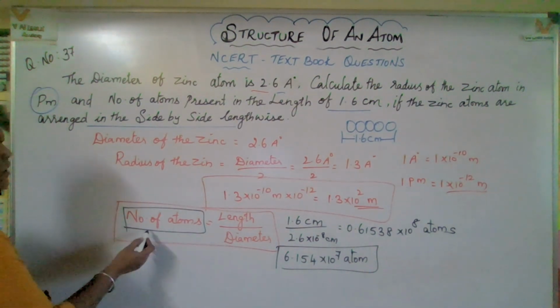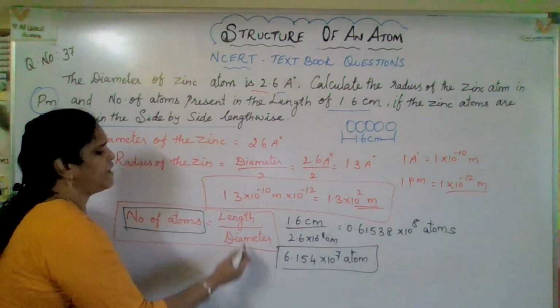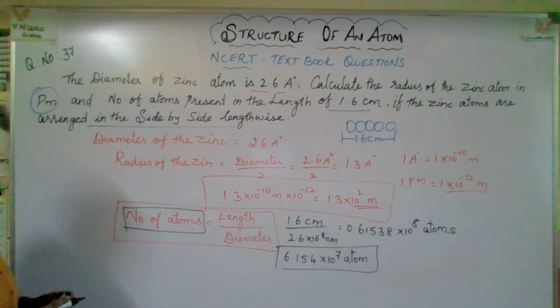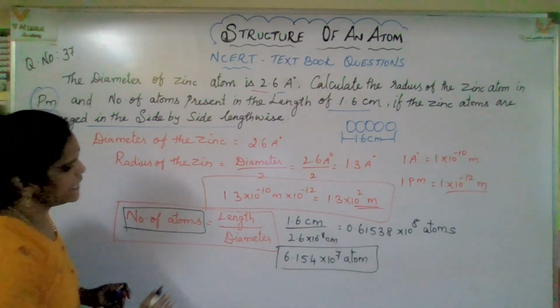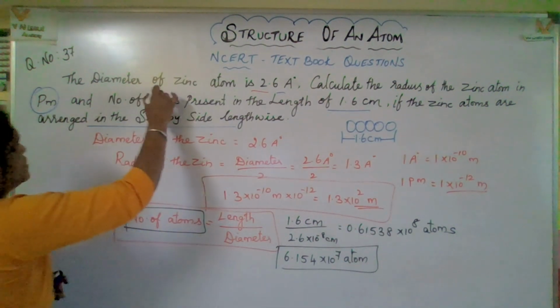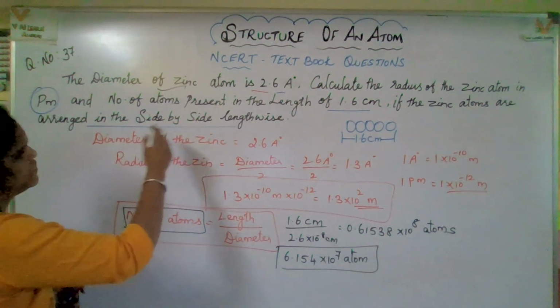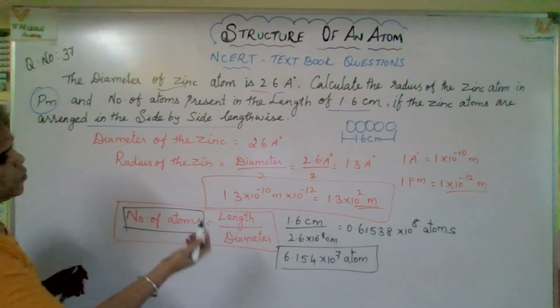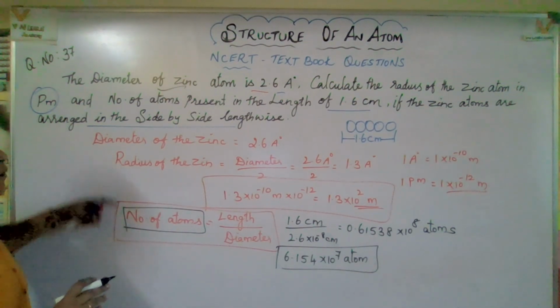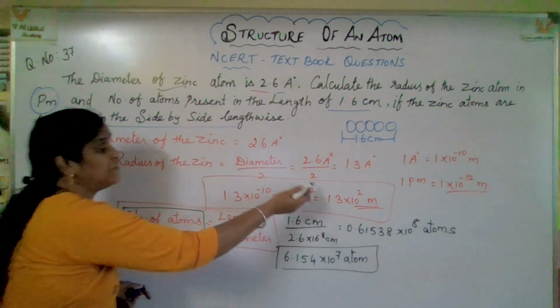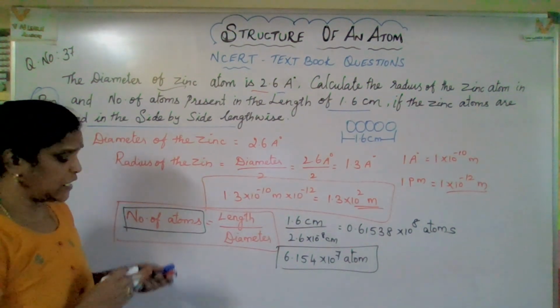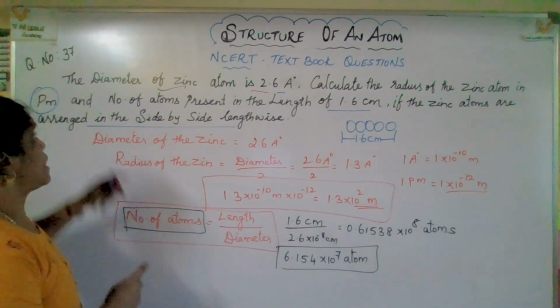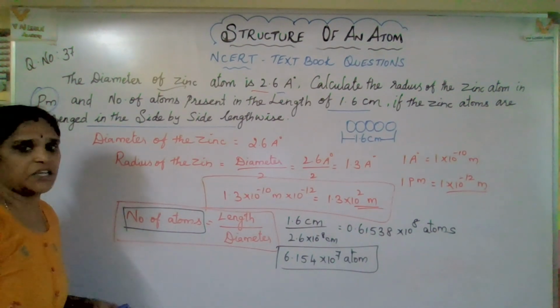So generally number of atoms equals length divided by diameter of the zinc atoms. The diameter of the zinc atoms they have provided here, and the length of the arrangement of side by side atoms is 1.6. Okay. I hope you got a clear idea, and the conversion point also I hope you got a clear idea. Yes, come on, let's go for the next question.